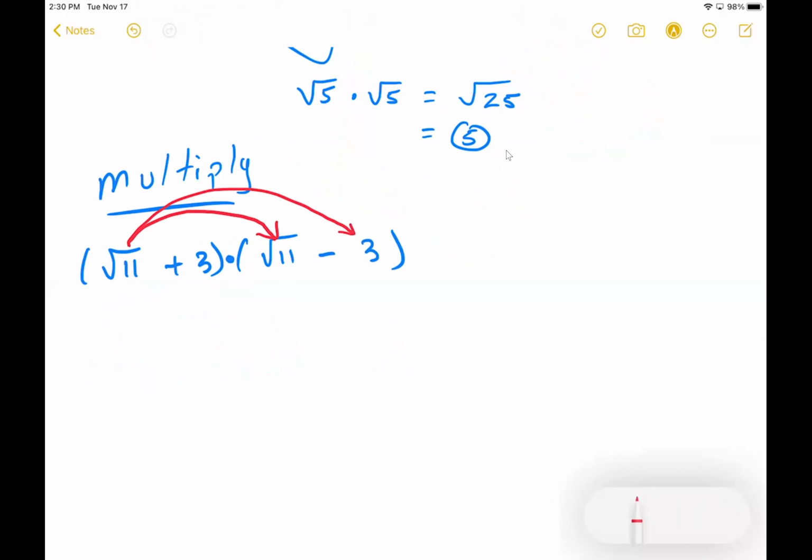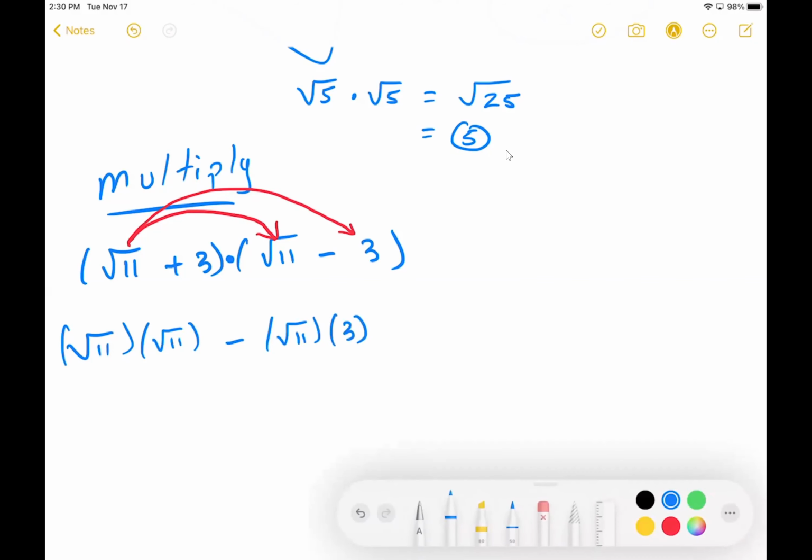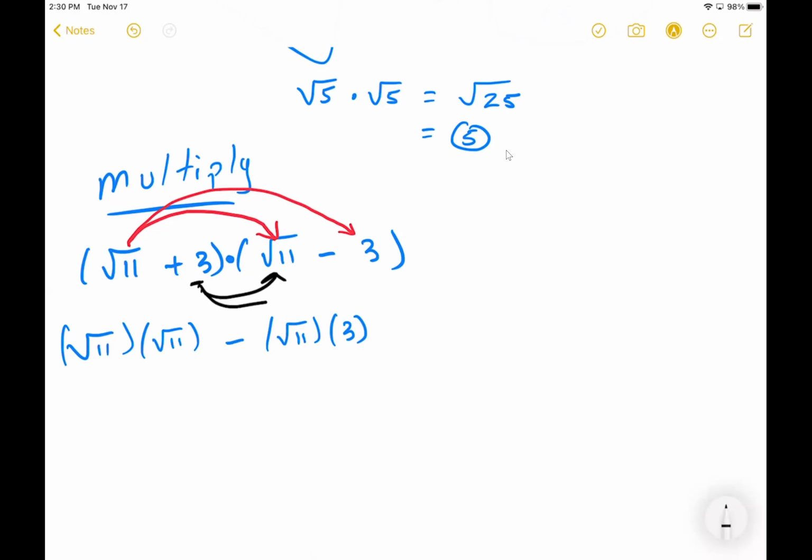So if you distribute into the first term, this is what we have: square root of 11 times square root of 11. And because of this negative, we have a negative square root of 11 times 3, right? And for the second item, we distribute this item here. So 3 is positive. 3 times square root of 11 will be 3 times square root of 11.